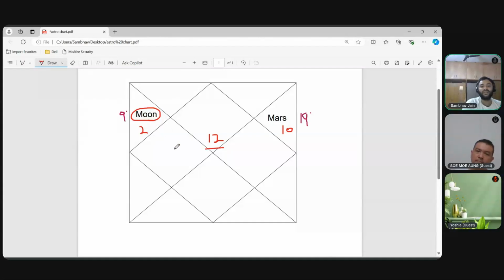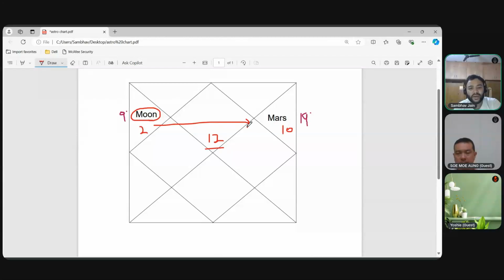Exalted moon. Mother will be in a high state. Now listen. The exalted moon is going towards exalted Mars. Now mother is going to get property.